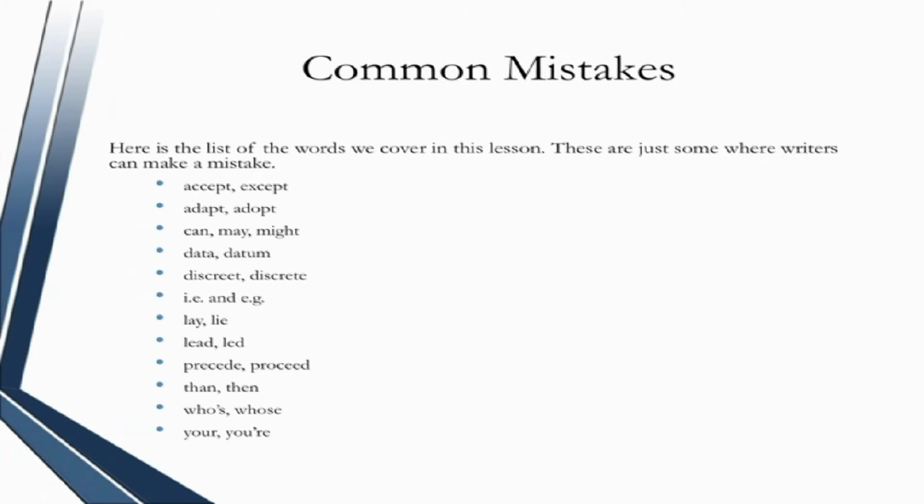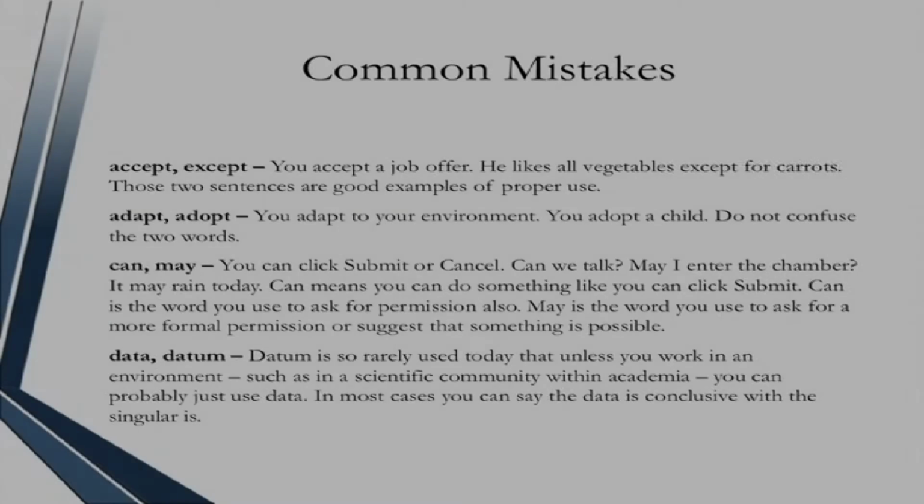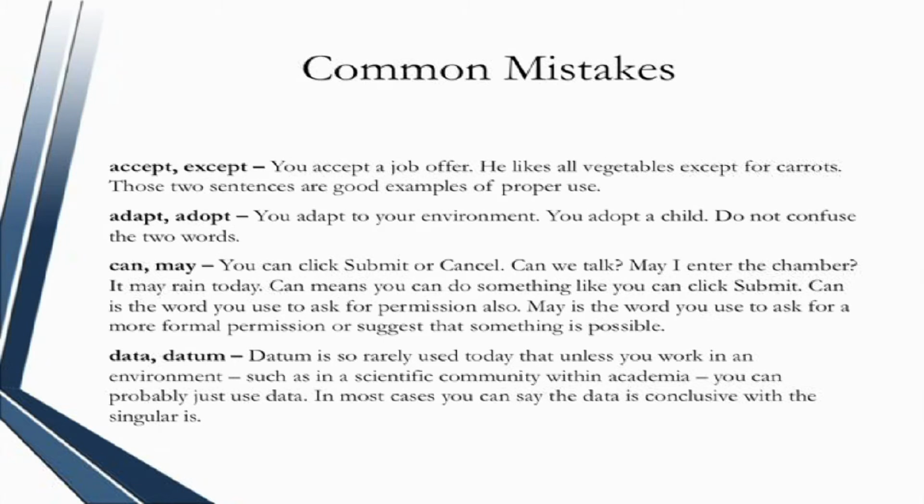Here is a list of words we will cover in this lesson. These are just some of where writers can make a mistake. Accept and except. Adapt and adopt. Can, may, might. Data, datum. Discrete, discreet. I.e. and e.g. Lay and lie. Lead, led. Precede, proceed. Than, then. Whose, who's. Your and you're. A closer look. Let's look at each in detail.